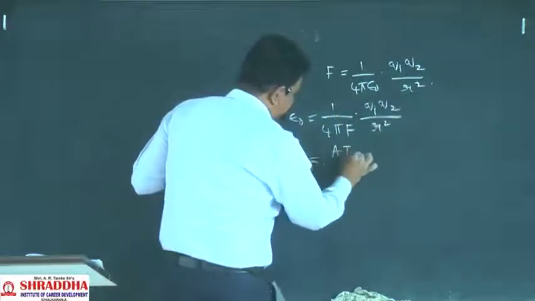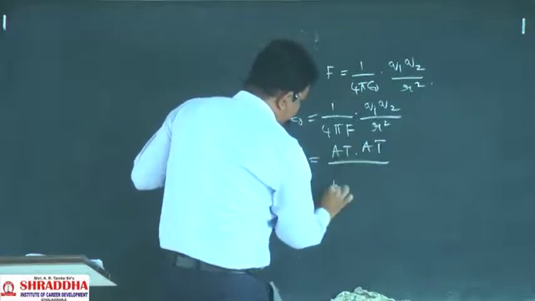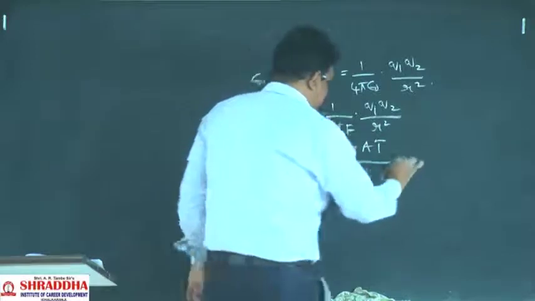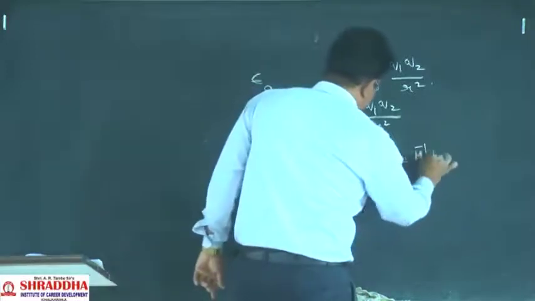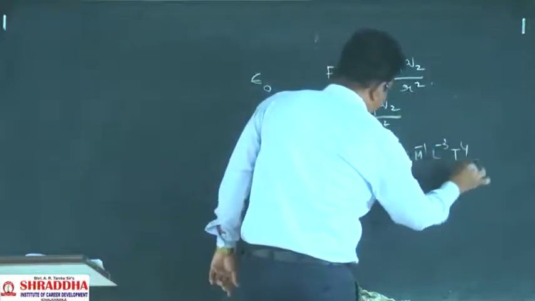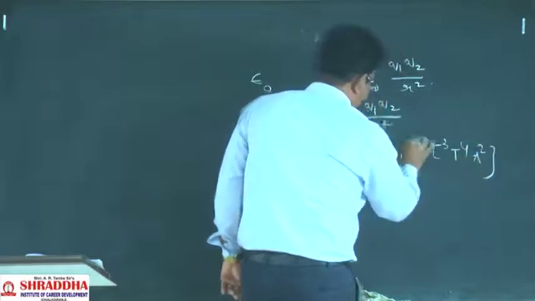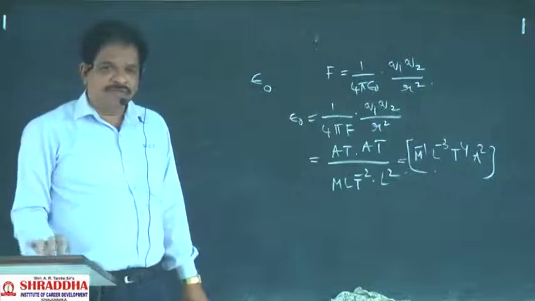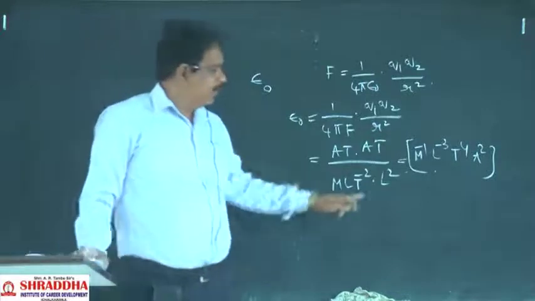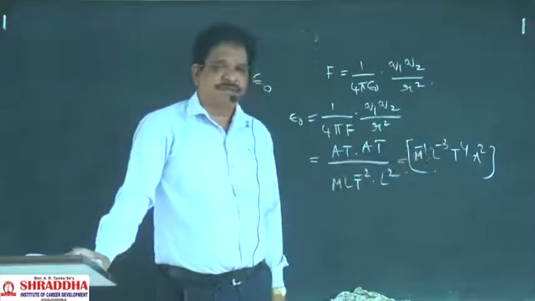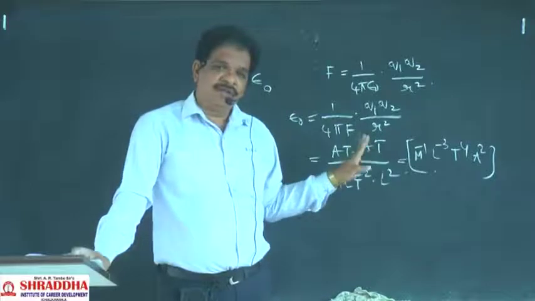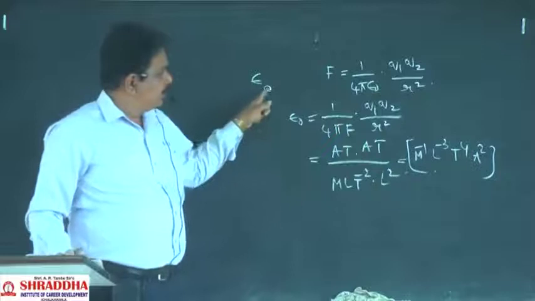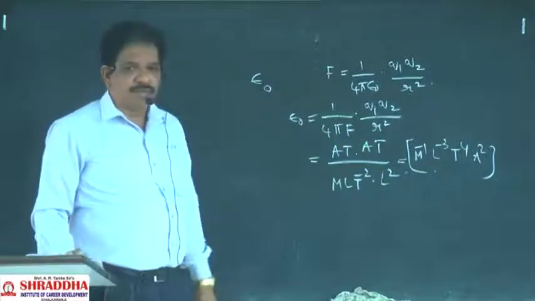So M L T power minus 2 L square. So M power minus 1 L power minus 3 T power 4 A square, like this. If you are feeling difficult in remembering these powers, 4 are there, 3 quantities easily you can remember. Then you remember that formula.